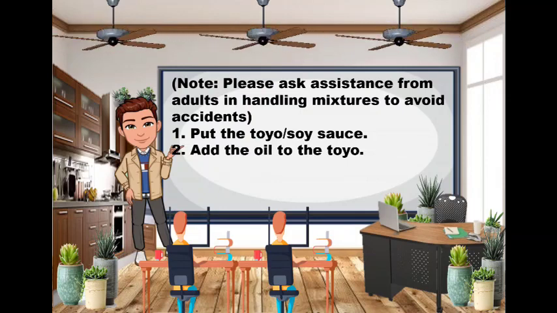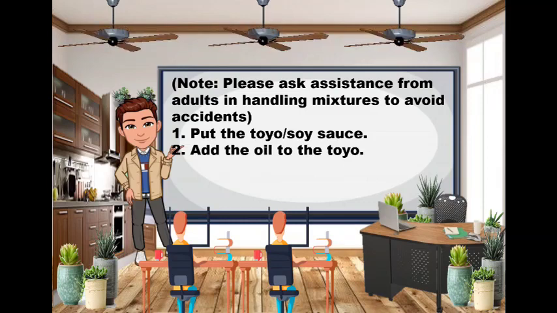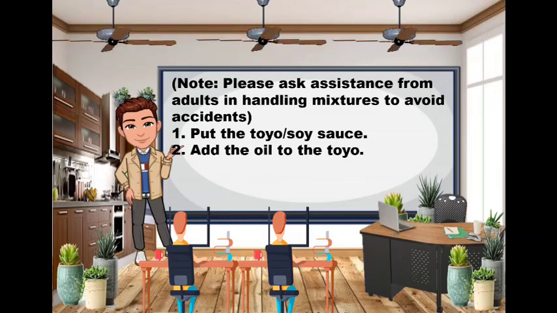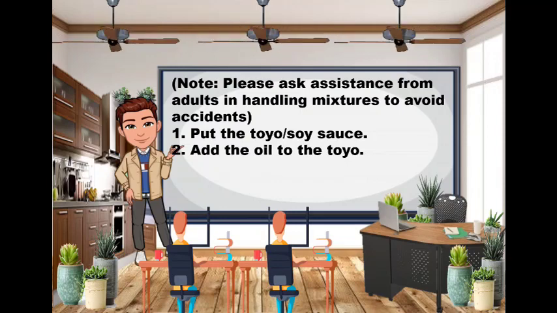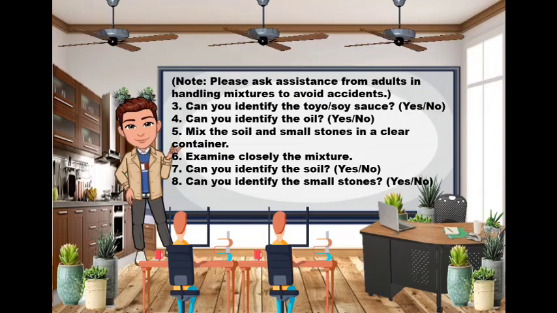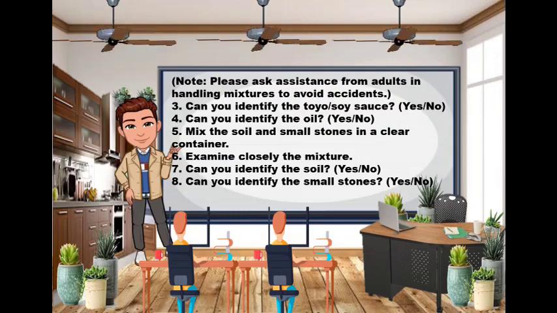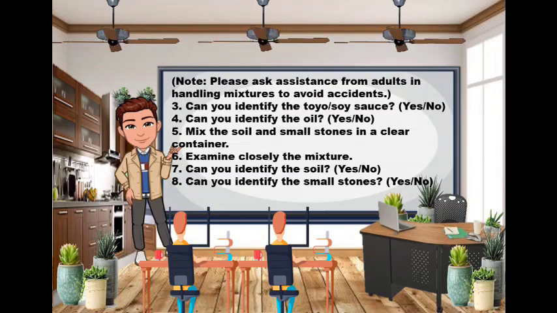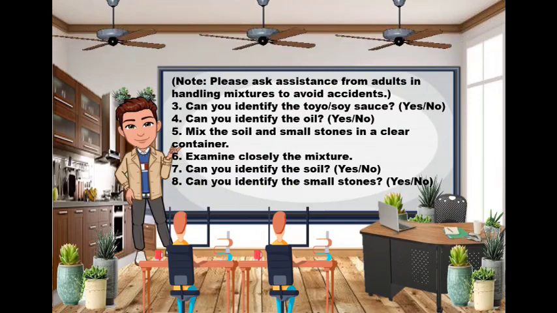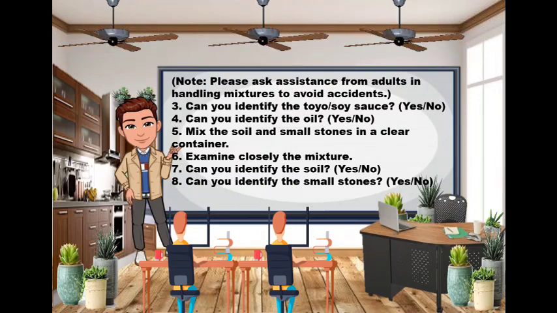So first, put the toyo or the soy sauce in the clear glass. Then, add the oil to the soy sauce. Can you identify the soy sauce? Okay, very good. How about the oil? Can you still identify the oil?